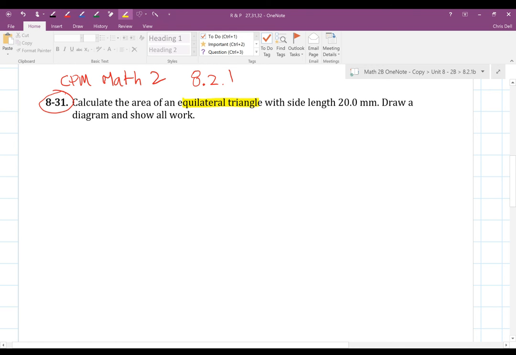So I have an equilateral triangle. What is an equilateral triangle? It's a triangle with all equal sides. And it says with a side length of 20 millimeters. Draw a diagram, show all your work. So again, an equilateral triangle is a triangle with equal side lengths. So if it says it has a side length of 20, then that means all three sides are 20.